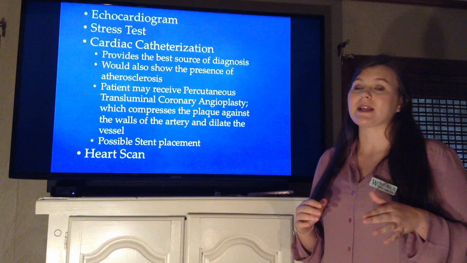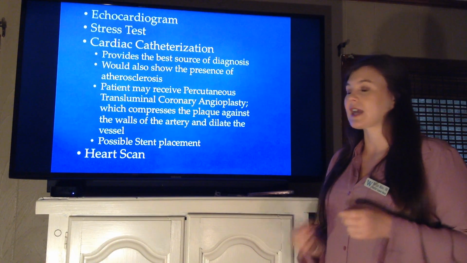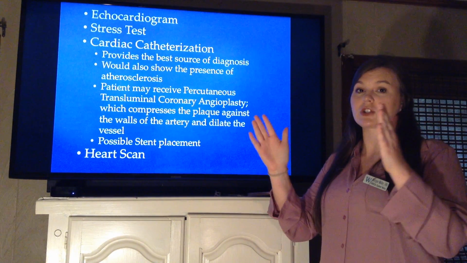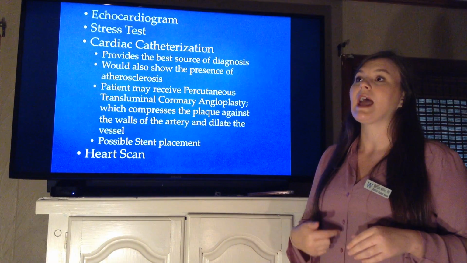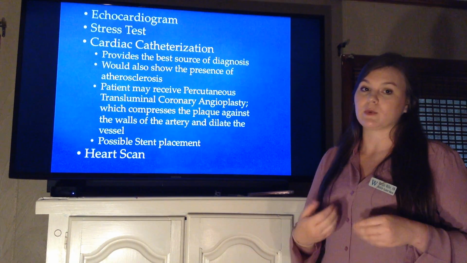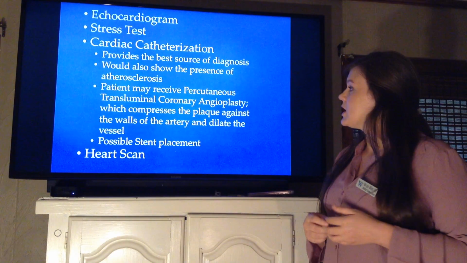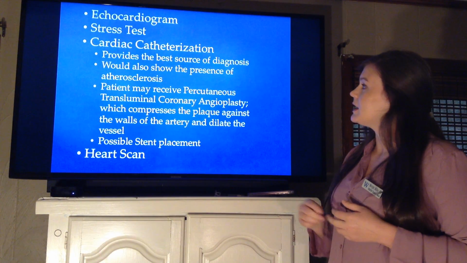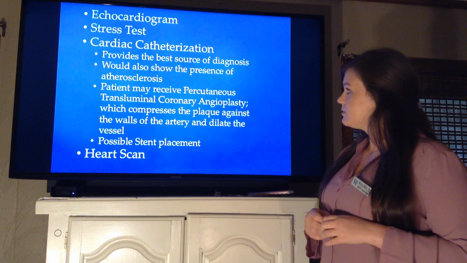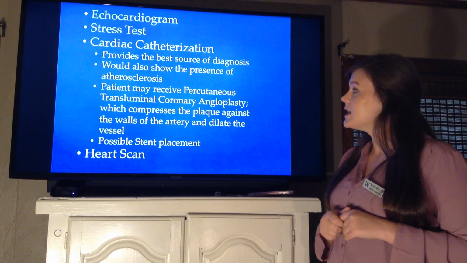Now what this is, normally they go in through your femoral artery. They'll go in, shoot some dye into your arteries, and have it on the screen, so they'll be able to see how well the dye is pumping. It will show a blockage or stenosis in your heart or in the arteries. This is the best way to diagnose CAD. It would also show the presence of arteriosclerosis.